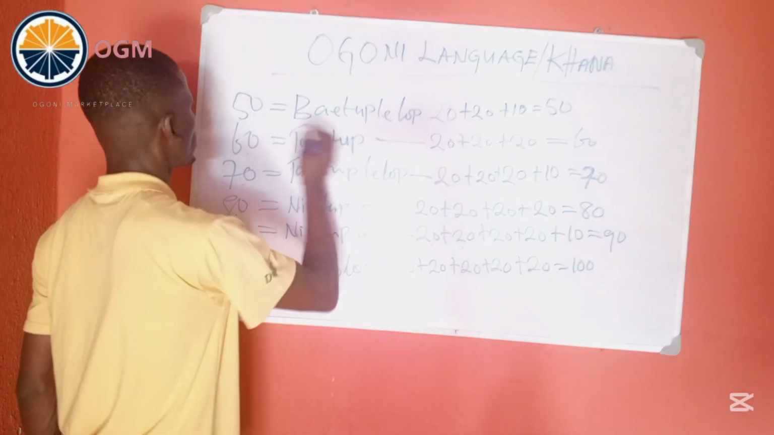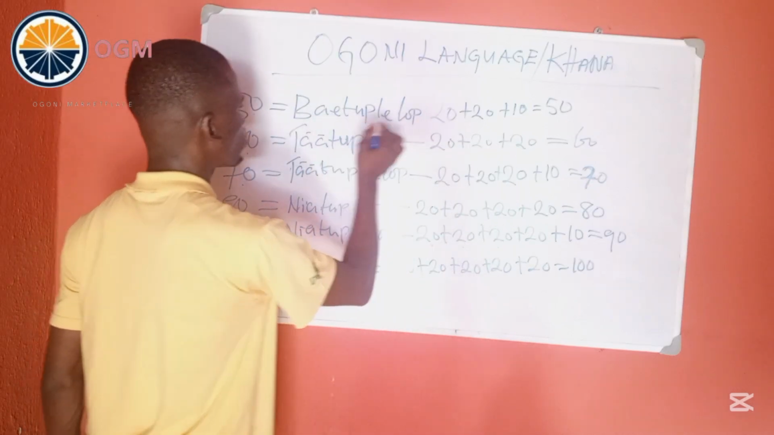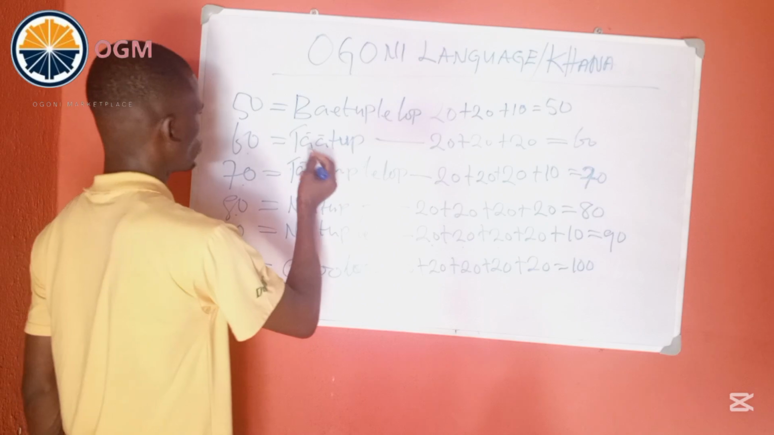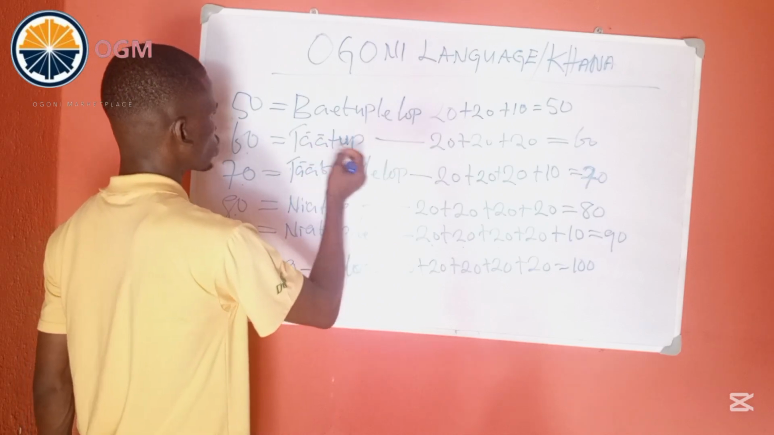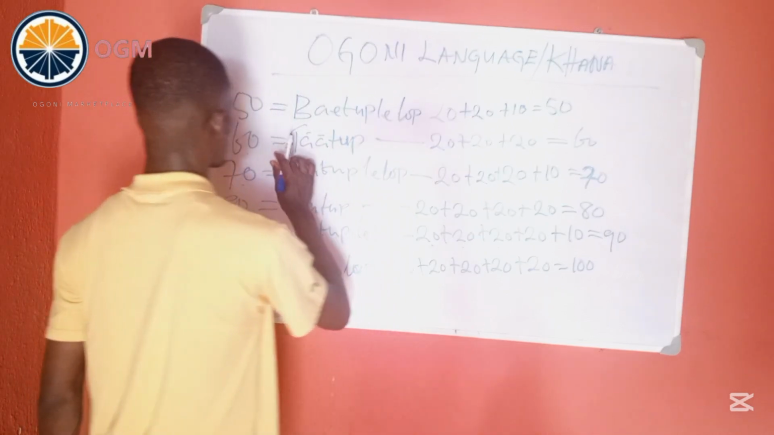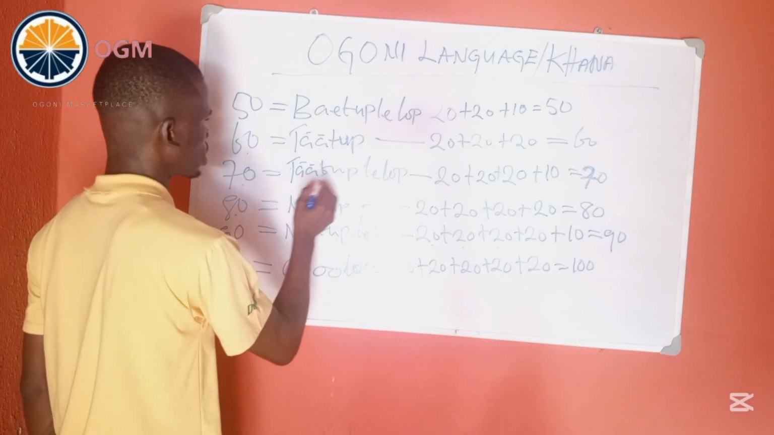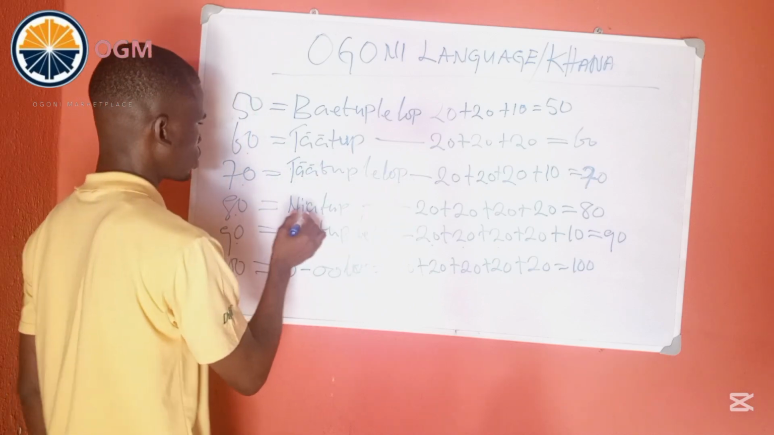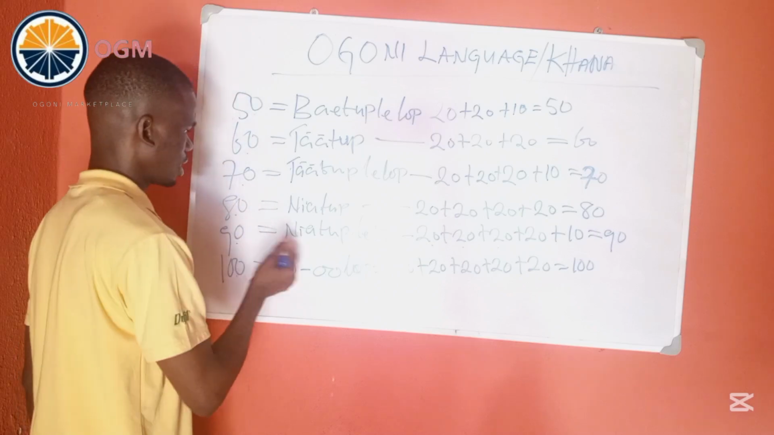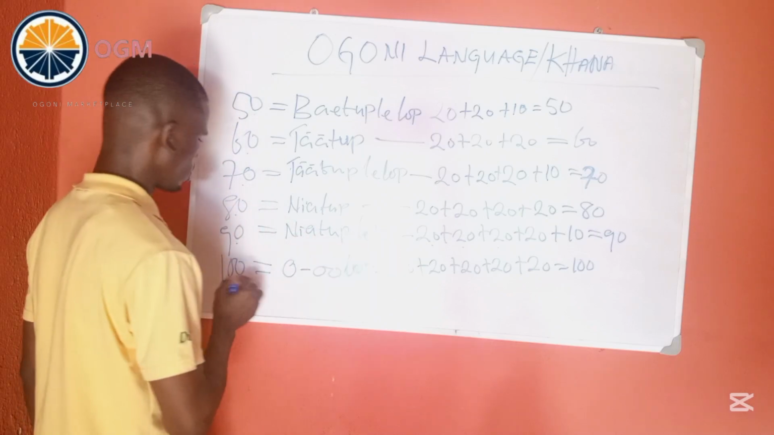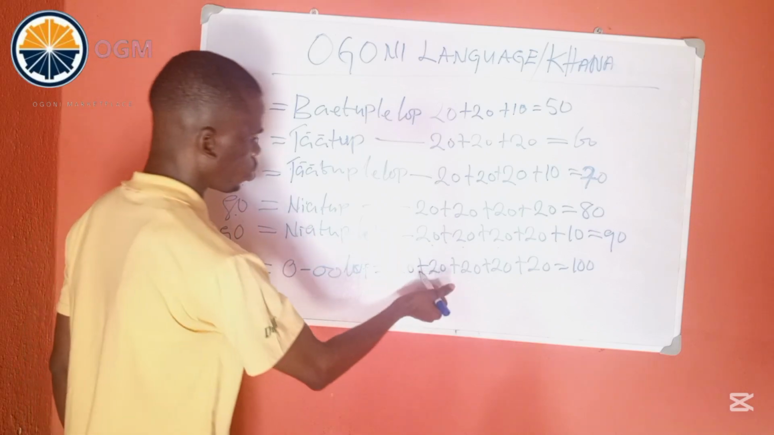So here you have 50, which is Batup Lelo. Here 60, which is Tatup. Here you have 70, which is Tatup Lelo, 80, which is Niatup, and 90, Niatup Lelo. Then 100, which is Oo2.